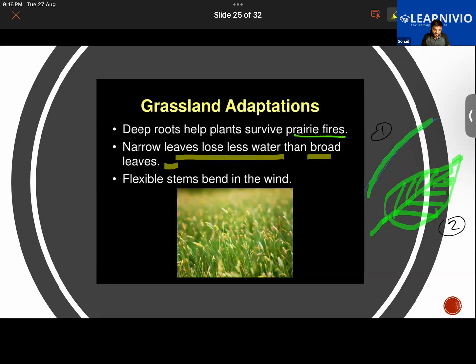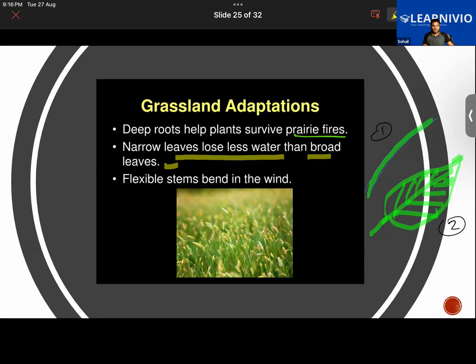Because they have a narrow leaf, the loss of water is minimized. In contrast, if they were to have a very broad leaf, the loss of water would have increased. So that will not be an advantage for the plant.